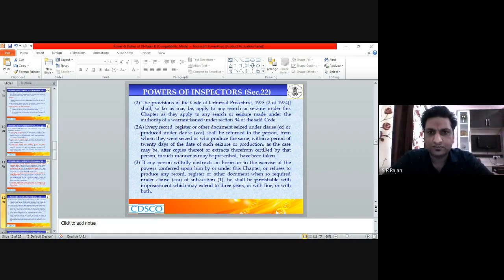If he seizes such things like documents or objects, then he has to report to the judicial magistrate within 24 hours. And also, if he doesn't want to dispose of these things, then he will give 20 days notice to the person from whom he has taken these documents or drugs. And under subsection 3, if any person willfully obstructs an inspector in exercising his power, then it is a punishable offense, with imprisonment of 3 years or with fine or with both.